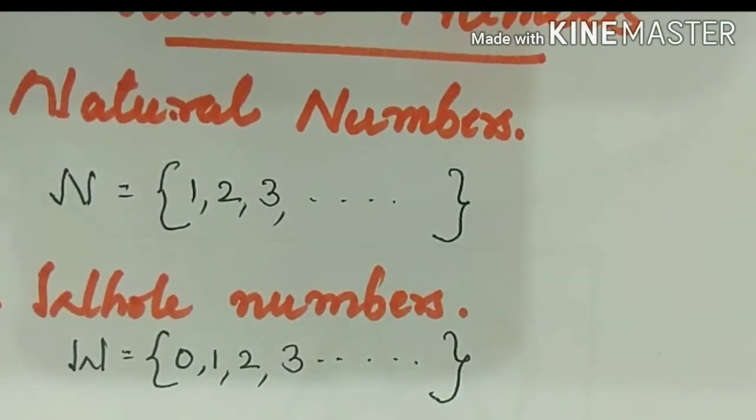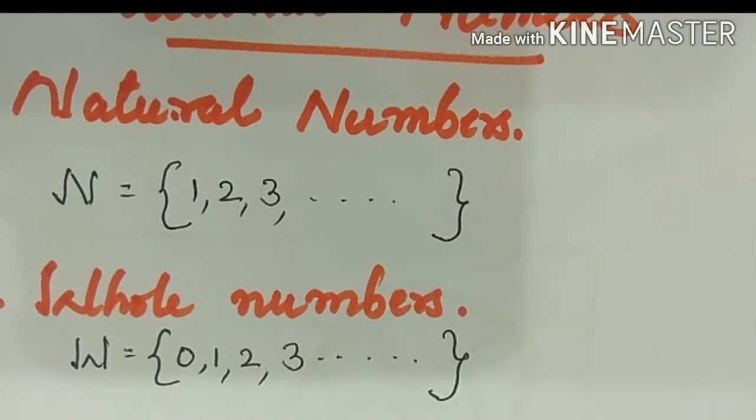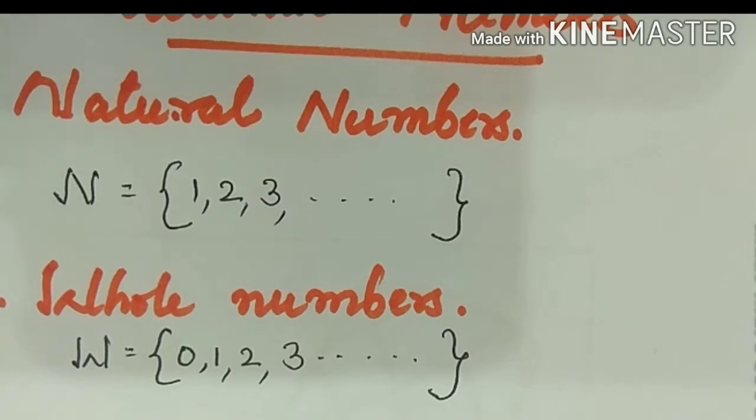Next, let us learn whole numbers. Natural numbers together with 0 form the set of whole numbers. The set of whole numbers is represented by the letter W. W is equal to the set {0, 1, 2, 3, etc.}. The smallest whole number is 0 and the greatest whole number is infinity.